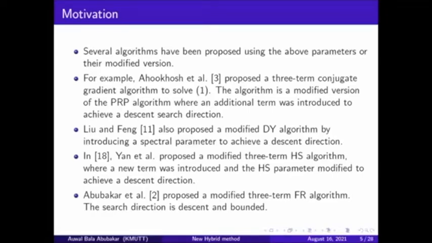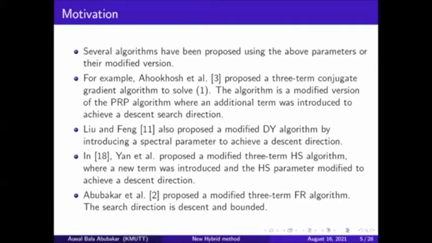What he did is he modified the PRP algorithm, and he added an additional term to the PRP just to achieve the descent search direction. Because the PRP for solving (1), if you look at it carefully, is not actually descent. So he added a term to it such that the search direction is going to be descent. This is one of the motivations, because in our work also we added a term such that we would like the direction to be descent, to satisfy a certain inequality we are going to see later.